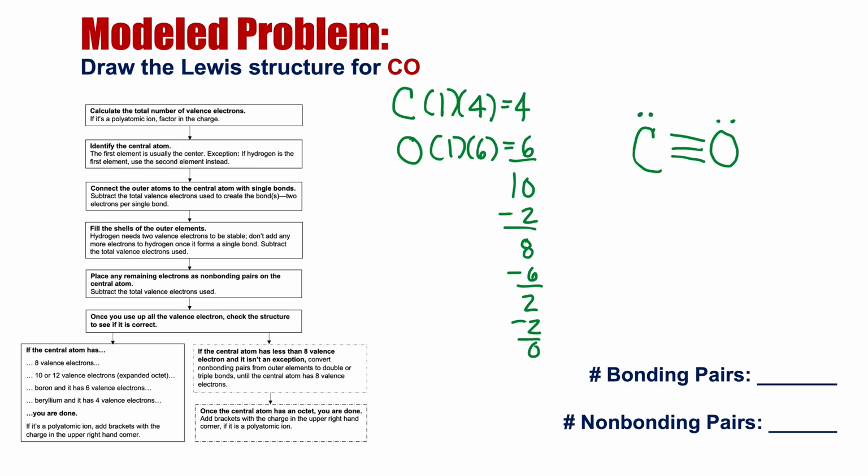Now carbon has an octet. It has 8 valence electrons. So now it's happy. In this Lewis structure, there's 3 bonding pairs and 2 non-bonding pairs. 3 plus 2 gives me 5, times 2 gives me 10. It matches the correct number of valence electrons.